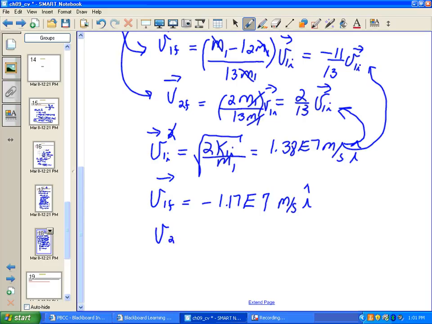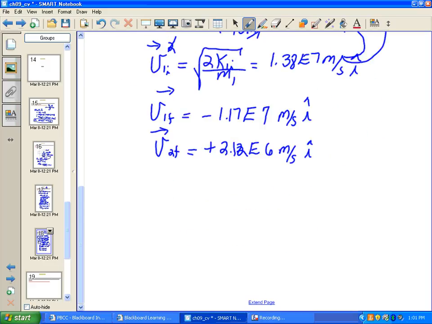Now, the carbon atom, whereas initially was not moving, is now going to experience a velocity of 2.12 e to the 6 meters per second in the positive i hat. So it won't be moving as fast as the neutron, but it will have been set into motion. Now, to get the kinetic energies, I'll just write down the terms because I actually did not work it out with a calculator, but I trust that you should have no trouble getting these terms.